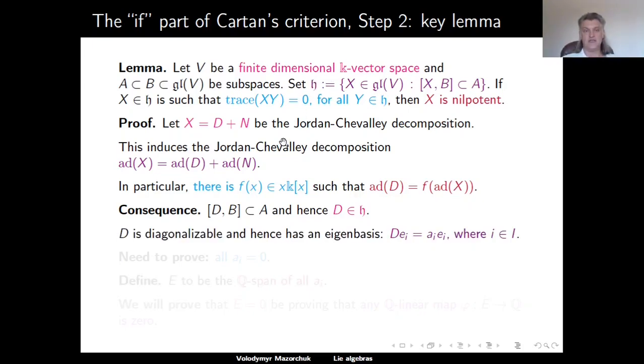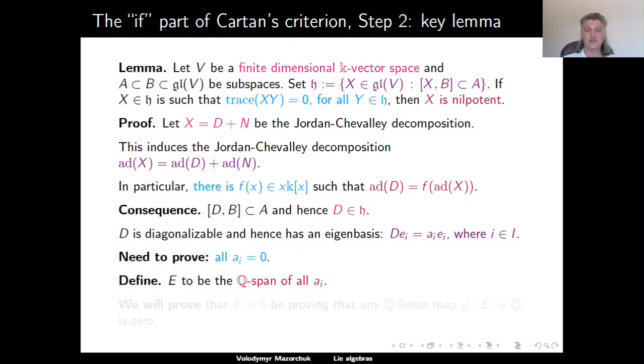So we also know that D is diagonalizable, so let's fix some eigenbasis for D, consisting of vectors e_i, where i runs through some index set I, and let a_i be the corresponding eigenvalues. What we want to prove is that X is nilpotent, which means that we want to prove that D is 0. In other words, we want to prove that all a_i are 0. Define E as the vector space over rational numbers spanned inside the field K by all a_i.